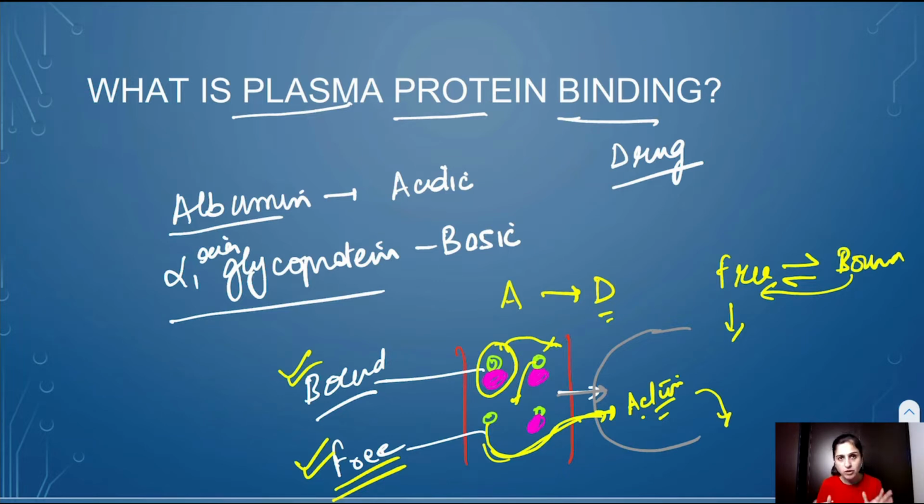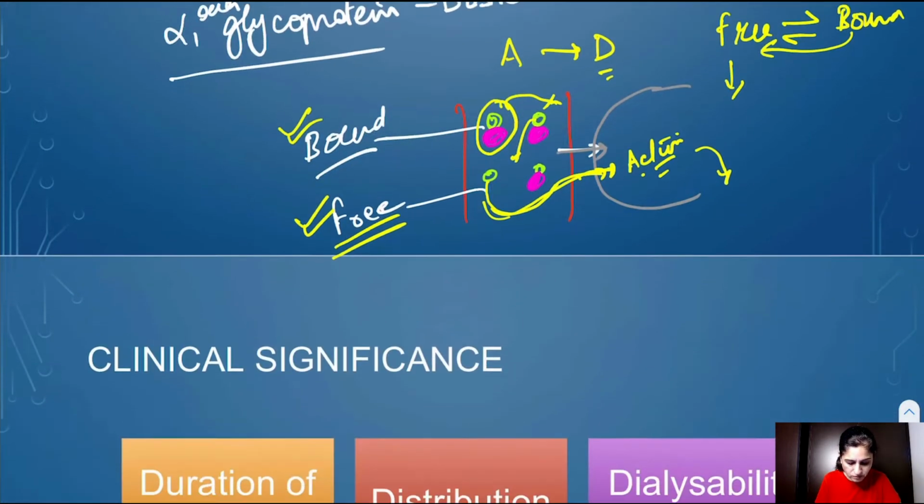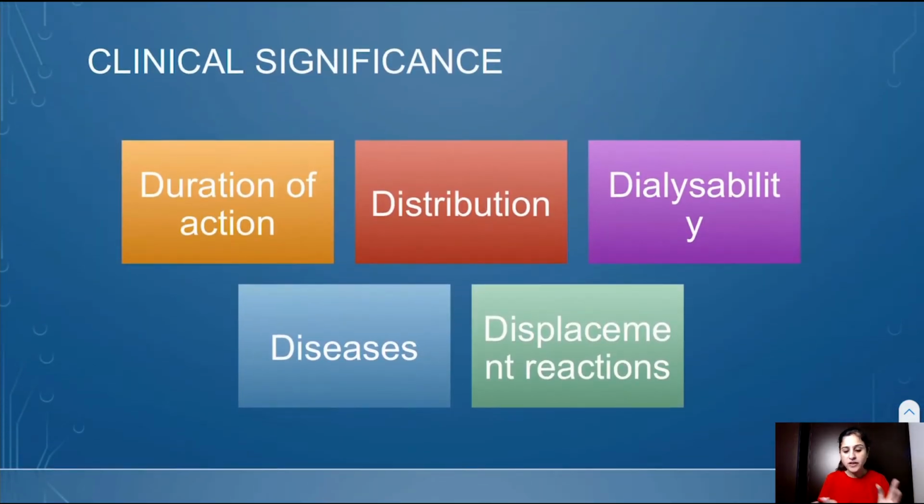और क्यों हमें पता होना चाहिए, because इससे हम predict कर सकते हैं कि drug कितनी जाएगी, जल्दी जाएगी, लेट जाएगी, longer duration है कि short duration है. That's just one aspect. So let's now come and see what are the clinical significance of plasma protein binding. Why should a doctor know about it, or why is the knowledge important? ठीक है. Now the clinical significance, there are actually 5 major.